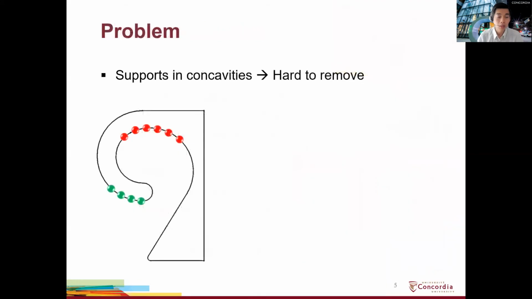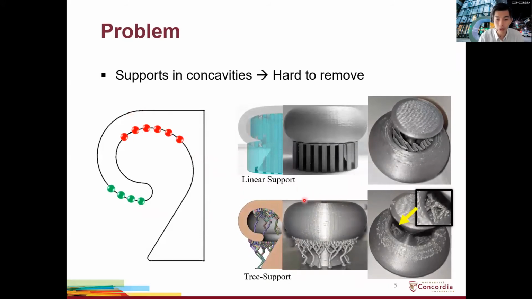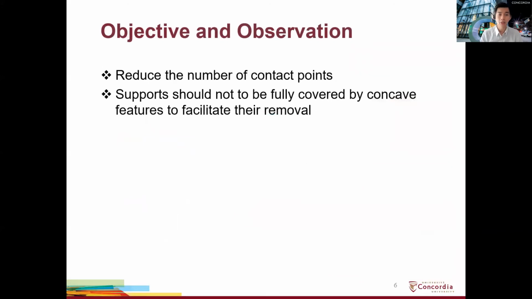However, there is still a problem: no matter which support generation we use, those points outside the model are fine. You can easily break them away. But for those support points that are inside certain cavities or concavities, you have trouble. They are very difficult to remove. For example, with linear support or tree support, the outside you can easily break off by hand, but for the inside, it is very difficult. So here there are certain observations and also some objectives.